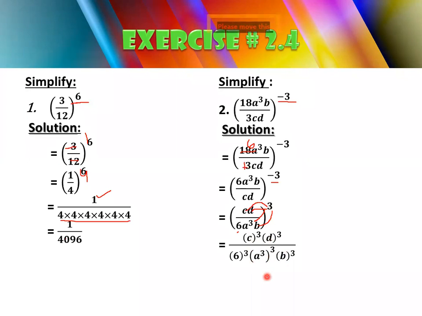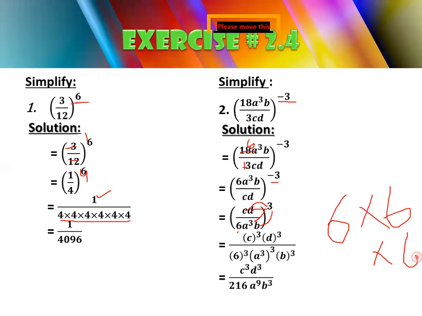Now simply you will take the cubes of these things, so it will become c cube, then d cube, and the cube of 6. I am repeating again, cube not square, means you have to multiply 6 by itself 3 times. So what you will get is 216, and your answer will be 3 multiplied by 3 is 9 and b cube. So this is the way to solve the questions when your exponent is in negative form.